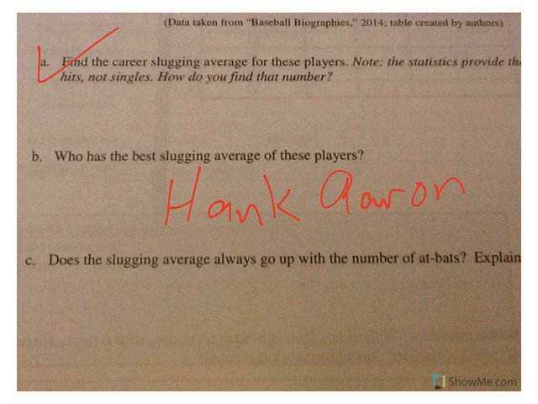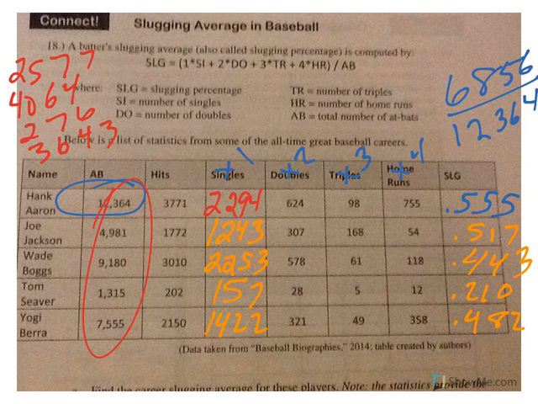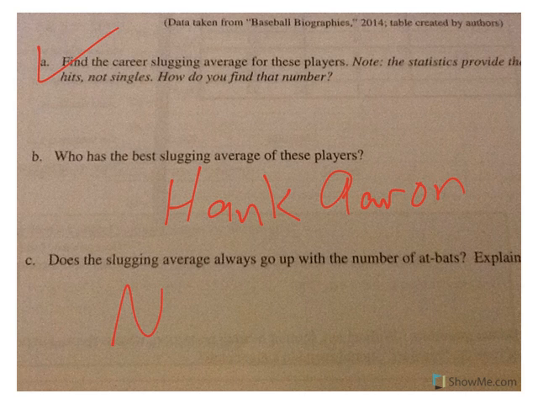And does the slugging average always go up with the number of at-bats? Well, look at this. We have Wade Boggs with 9,000 at-bats, and he's got a slugging percentage of .443. But Shoeless Joe only had about 5,000 at-bats, and his slugging percentage was higher. So no, the slugging average has nothing to do with the more at-bats, the higher your slugging percentage.